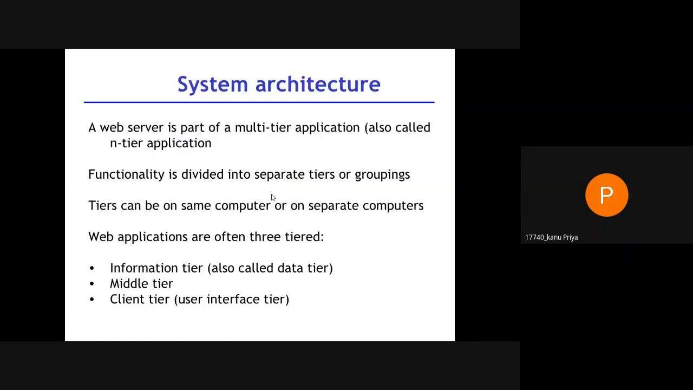System architecture. A web server is a part of a multi-tier application, also called an n-tier application. Functionality is divided into separate tiers or groups. A tier can be on the same computer or on a separate computer. Web applications are often three-tiered: information tier, also called data tier, middle tier, and client tier, the user interface tier.